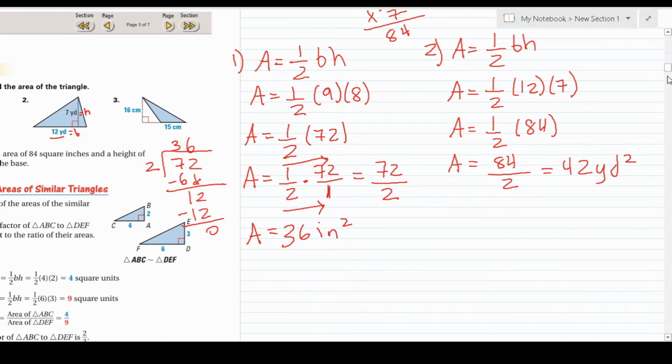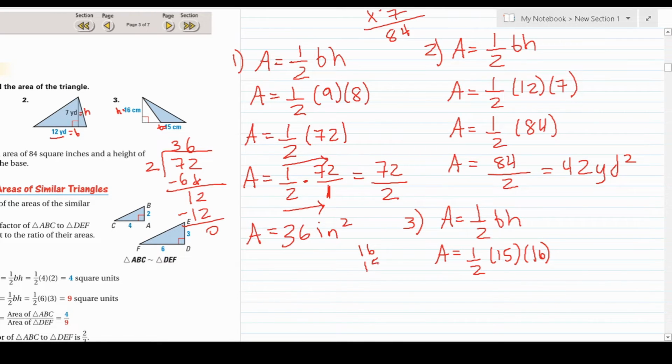All right, let's work on number 3 now. As we can see, we have a base right here at 15 and a height of 16. So let's plug those into the area formula, which is area equals 1/2 base times height. 1/2, the base in this case, as I said, was 15. The height was 16. So let's do the multiplication of 15 and 16.